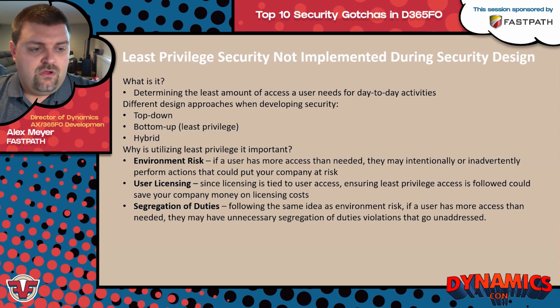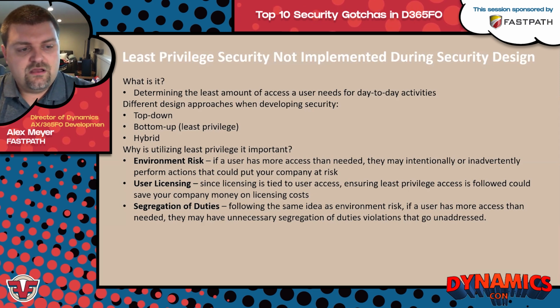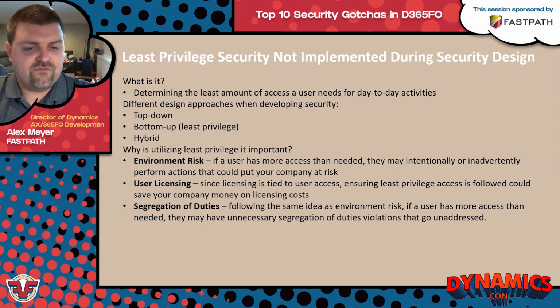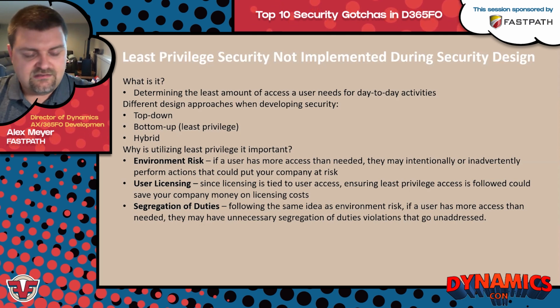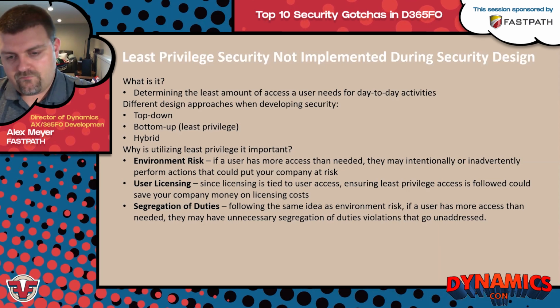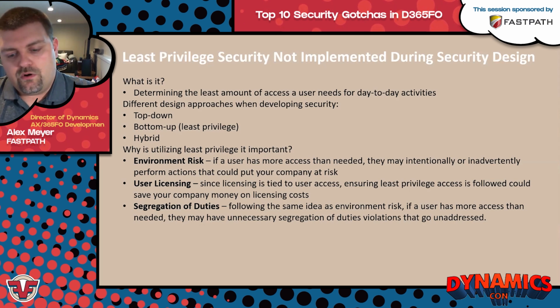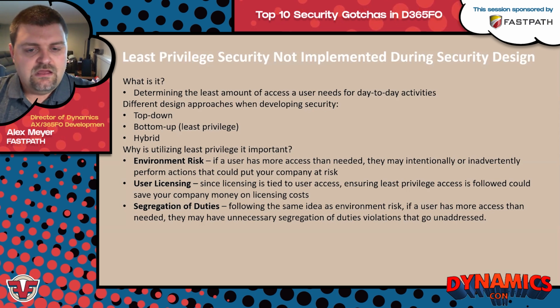And with that, why is it important to use least privilege security? We kind of talked about all of these in separate areas, but to really bring the point home, the first point is environmental risk, right? If a user has more access than they need, then they can intentionally or inadvertently go in and perform actions that could put your company at risk, right? They may not know, for example, what the ramifications of turning a setting on or off would be, or changing a fiscal calendar, or posting this particular check, like what the impact of that would be.